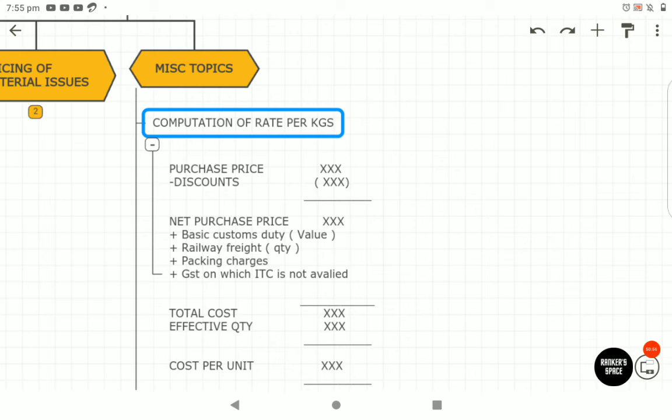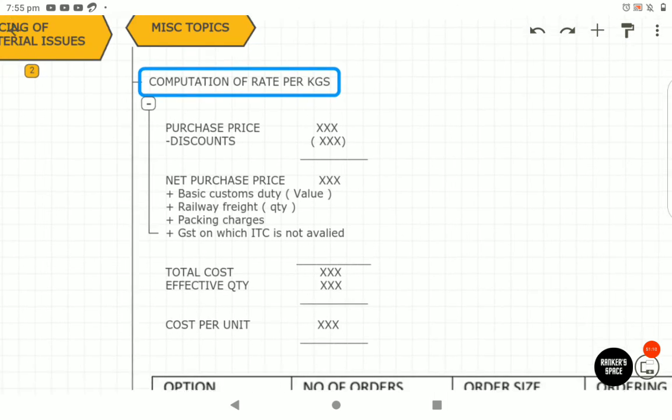What is that discount? Cash discount. Cash discount allowed you should avoid. Okay, and if cash discount is given in the question, what you'll do, you'll subtract. No, you should not subtract. Okay, so that is the thing. Then next is you will get the net purchase price.